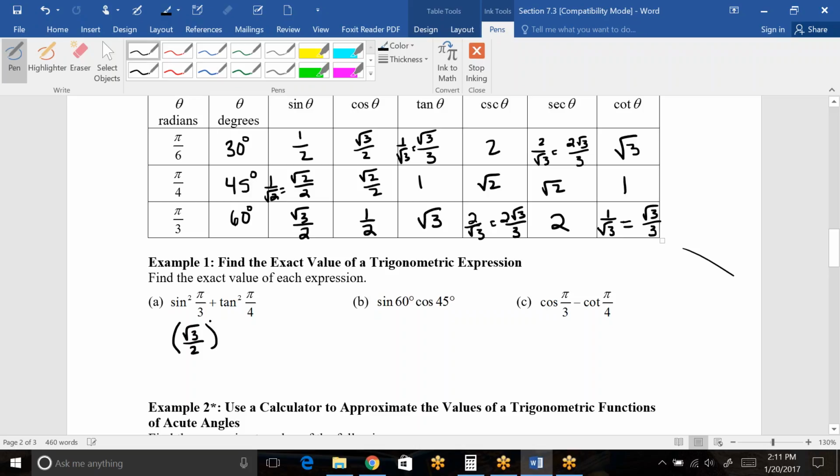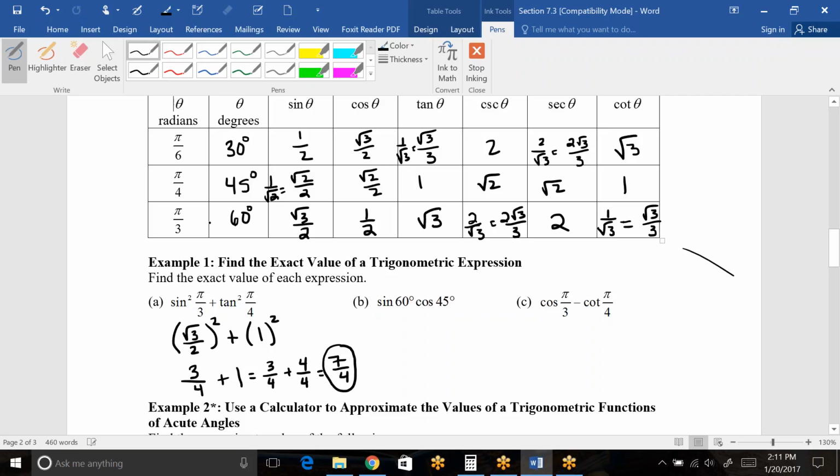And it says we're squaring that, plus tangent of pi over 4, which is 1, and we're going to be squaring that. So if we square this, a square root squared is just the number, so that would be 3, and 2 squared would be 4. 1 squared is just 1. We can get a common denominator of 4 over 4 for 1, and that makes this 7 over 4.